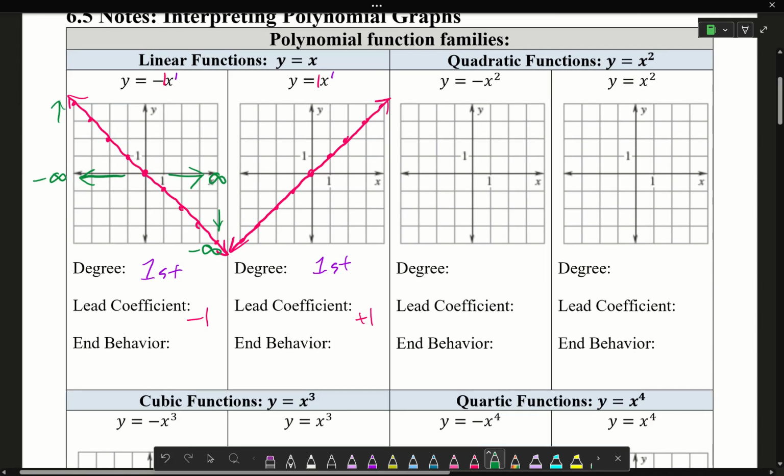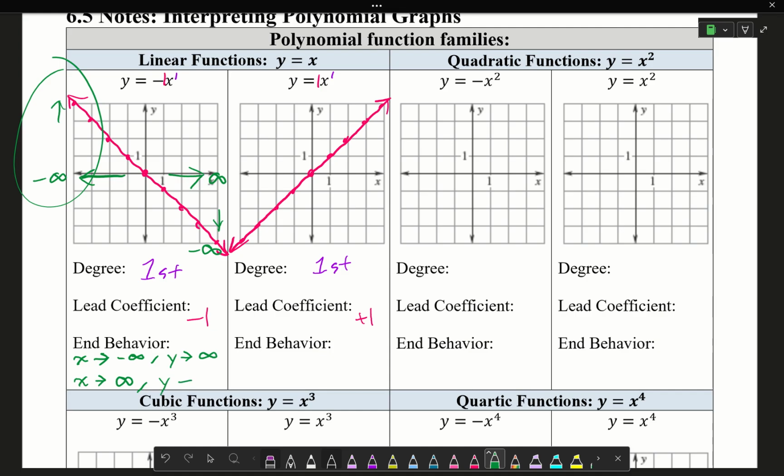Now, the way we're going to write this out is x, and then we're going to have an arrow, and then negative infinity. What this actually reads as is, as x approaches negative infinity. Then we're going to tack onto that what y is doing. Well, as we saw over here, as x approaches negative infinity, y is approaching positive infinity. Then on the right side, we have as x approaches positive infinity, what is y doing? Well, y is approaching, we can see it right here, negative infinity.